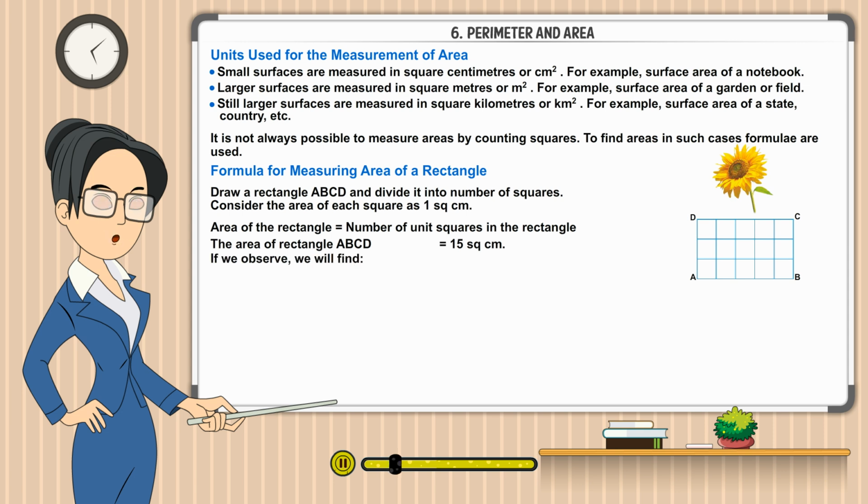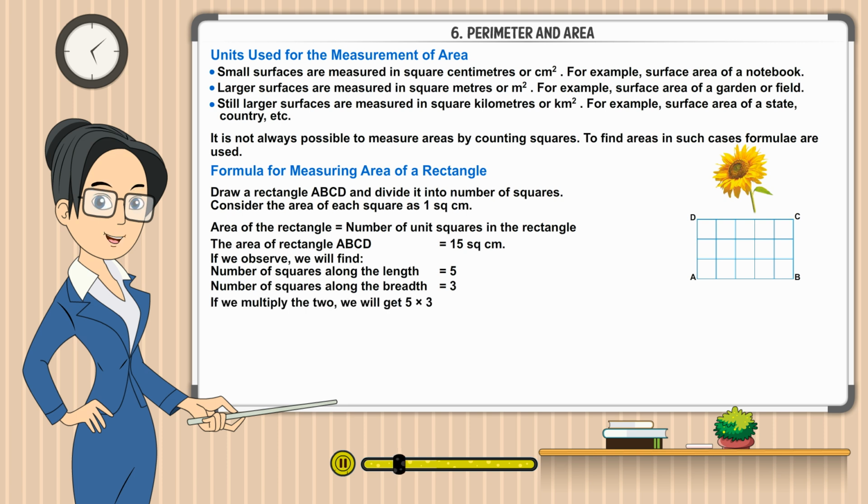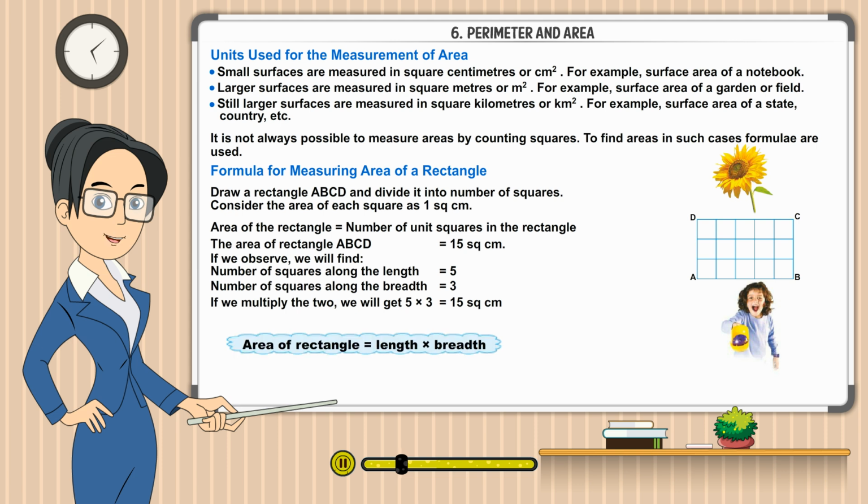If we observe, we will find number of squares along the length is equal to 5. Number of squares along the breadth is equal to 3. If we multiply the two, we will get 5 into 3 is equal to 15 square centimeter. Area of rectangle is equal to length into breadth, or A = L × B, where A is area, L and B are length and breadth of rectangle respectively.